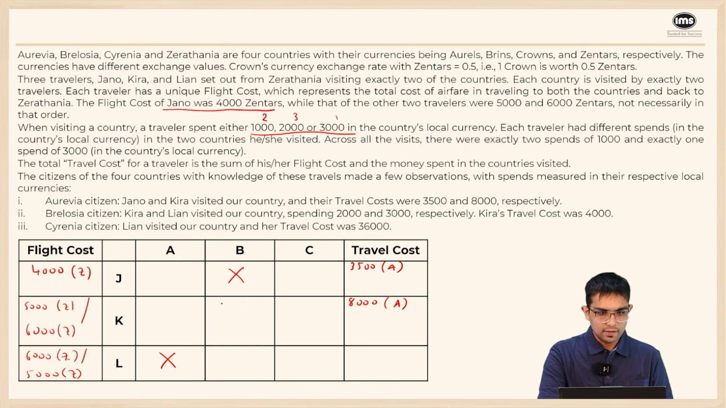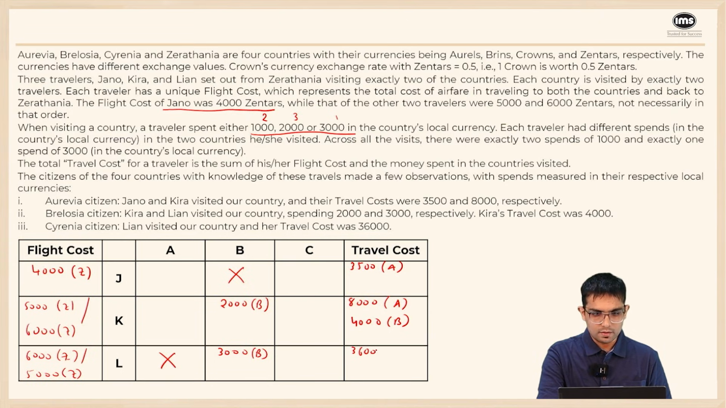So I know that K is spending 2,000 B and L is spending 3,000 B. That's the difference from travel cost. Travel cost includes flight plus local cost, and this includes only the local cost. So that is spend, and K's total travel cost was 4,000, but because it is coming from a person of B, that is 4,000 B. Okay. And C citizen says L visited our country and the total travel cost was 36,000.